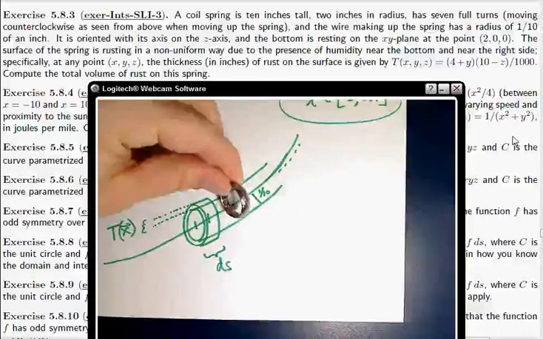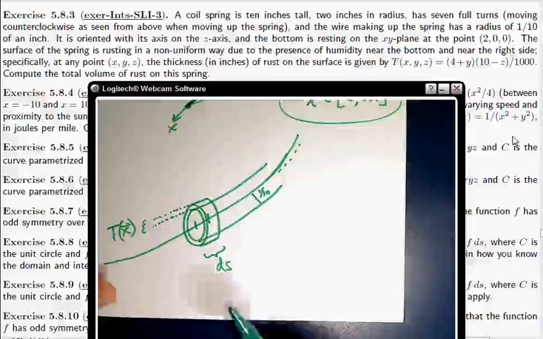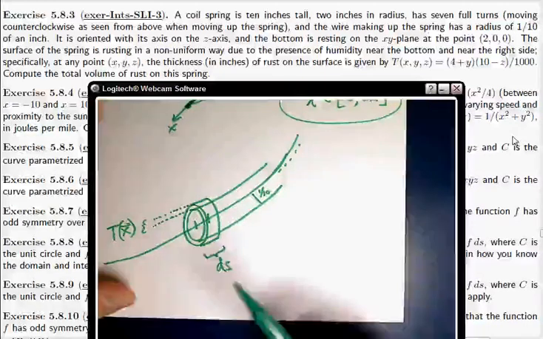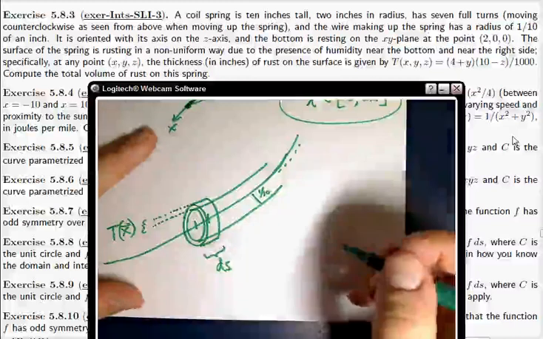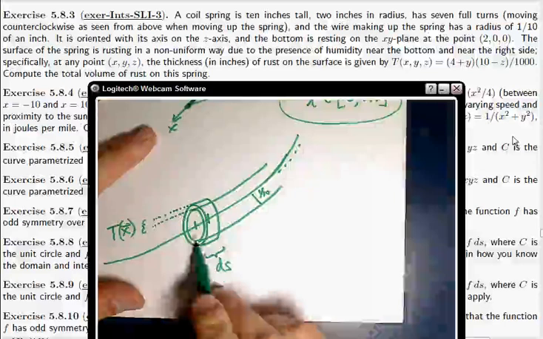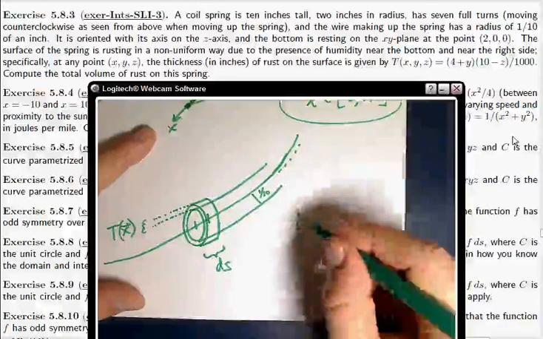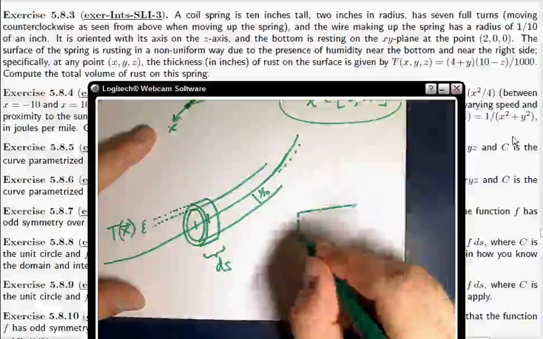And how do you compute the amount of rust there? Well, you've got a little geometry problem. You could slice it on that edge, and it's going to roughly open up to being a little rectangular box.